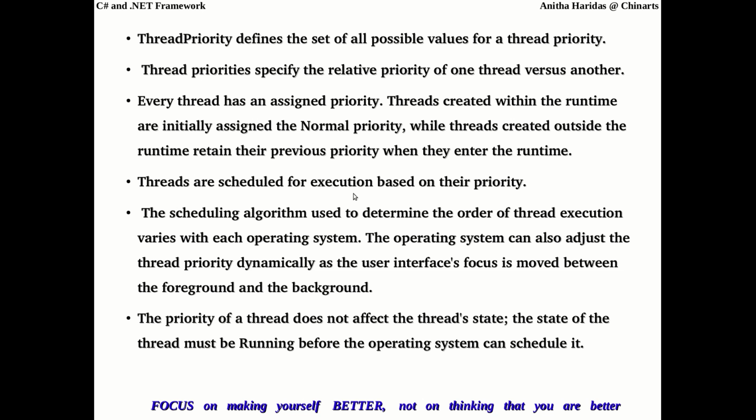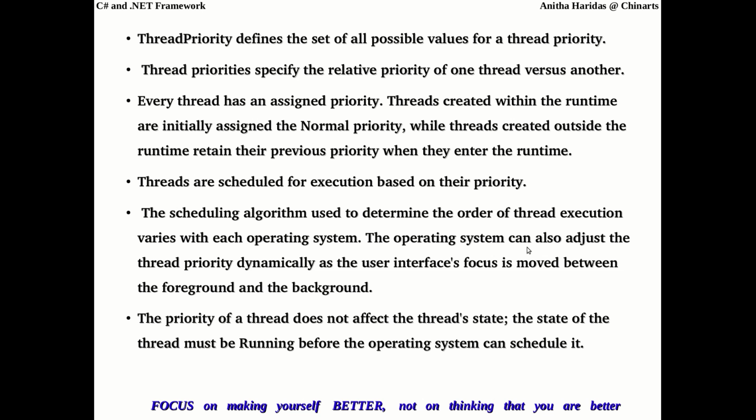And please recollect the points of your operating system process scheduling. When it is scheduling, it will consider the priority of each and every process. So based on that, here since it is a thread, the priority of the thread will be considered before scheduling. Now the scheduling algorithm used to determine the order of thread execution varies with the operating system. Depending on the kind of scheduling policy you have in the operating system, the threads will be scheduled.